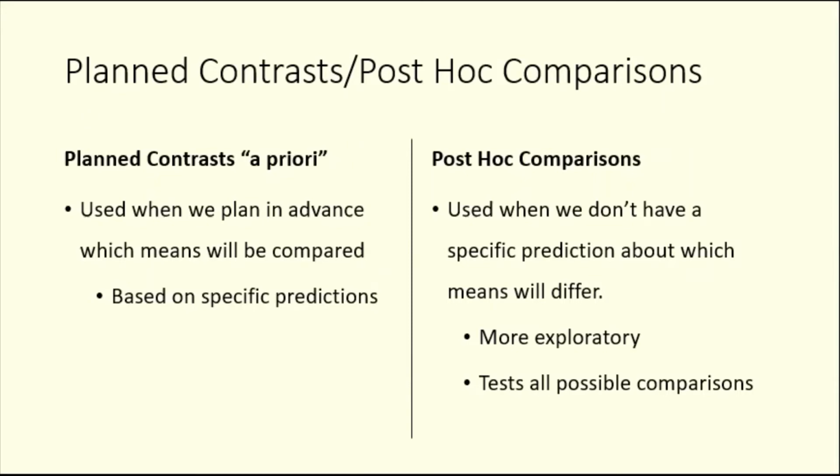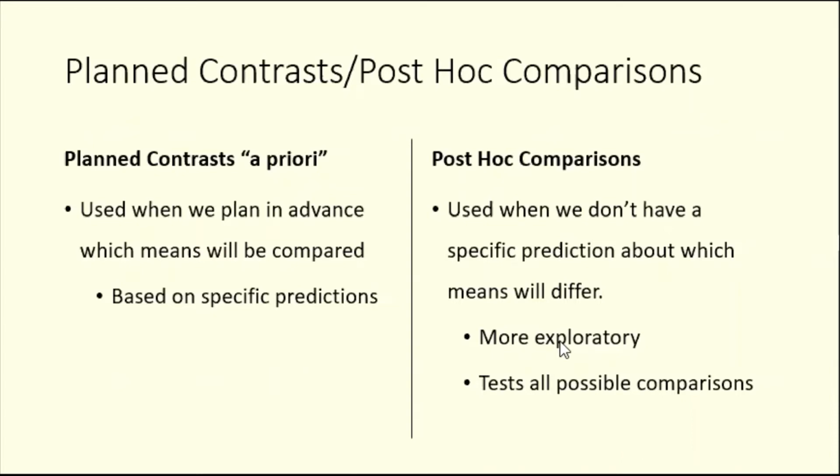Specifically, we can use a planned contrast or an a priori test, and this is used when we plan in advance which means we'll compare. This is based on specific predictions. So for example, in the example that we were just going through in the last video, this could be that I predict that the medicine and therapy group is going to get better results than the medicine group or the placebo group. And so in that case, I would predict that group 3 is going to be better than group 2 and better than group 1. And I'm going to look at those in pairs, 3 and 2 and 3 and 1.